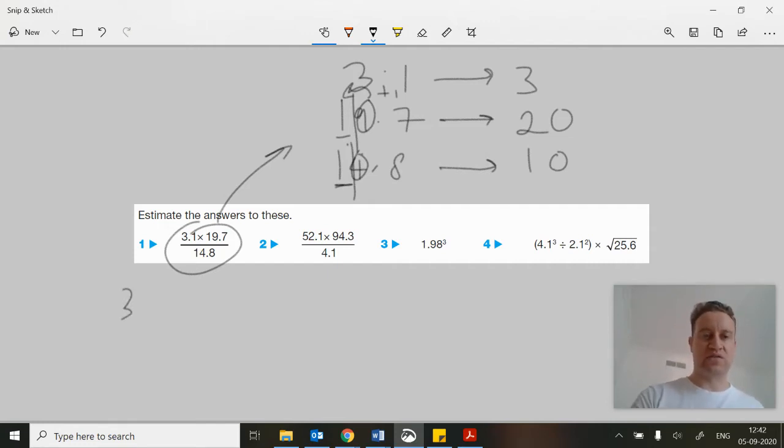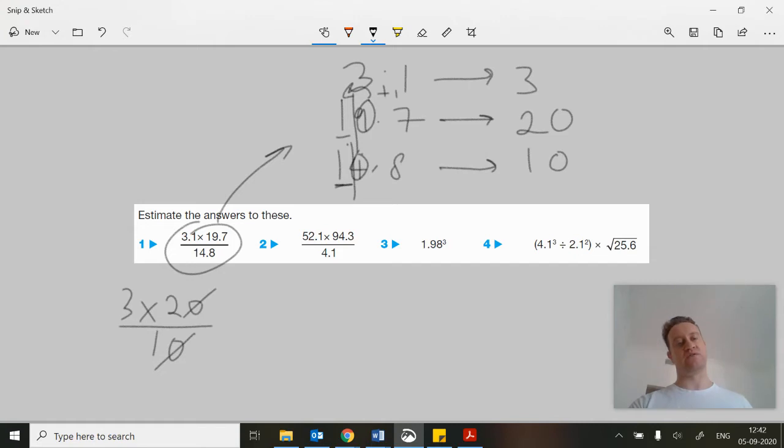So now we're going to say 3 times by 20, and then divided by 10. And it's up to you how you want to deal with this one now. You might want to do 3 times 20 is 60, and then divide by 10 is 6. Or you might realize that you can cancel a 0 from the top and the bottom there as well. Basically, divide the top and bottom by 10. So you can get directly to 6.